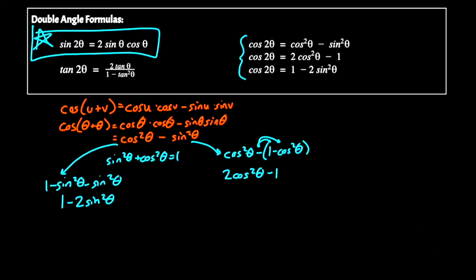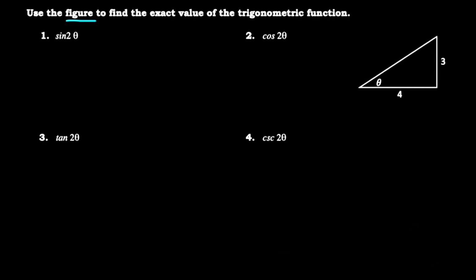And in the interest of time, I'm not going to do the same thing with tangent, but we could prove this identity, again, using tangent of u plus v from the last video. So let's see how we can actually use these in some examples. In these problems, it says to use the figure to find the exact value of the trig function.